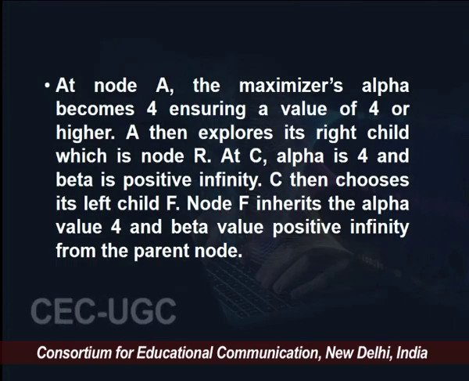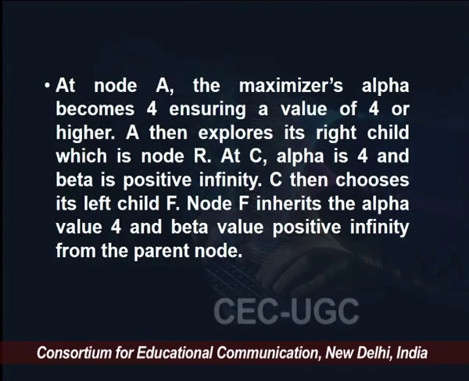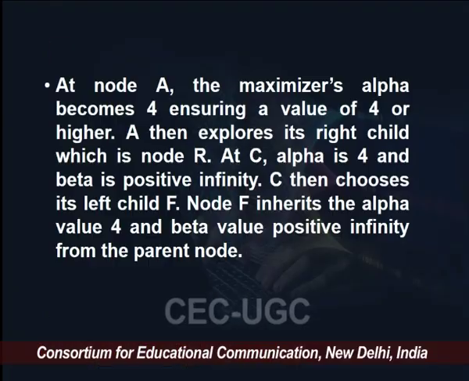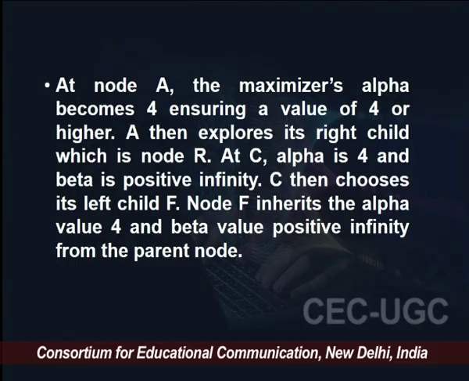Now, at node A we still need to look into the right child of the node in this tree. The maximizer's alpha becomes 4, ensuring a value of 4 or higher. A then explores its right child, which is node C. At C the alpha is 4, beta is positive infinity. C then chooses its left child, which is F. Node F inherits the alpha value 4 and beta value positive infinity from its parent node C.